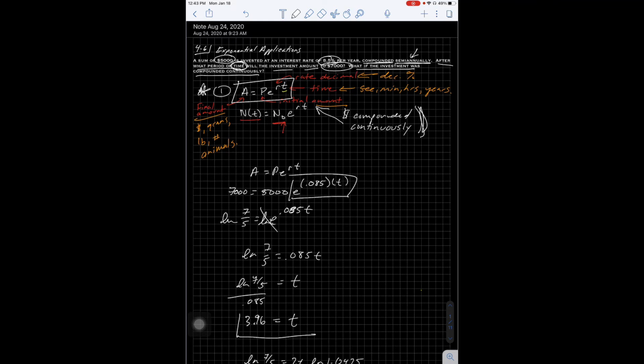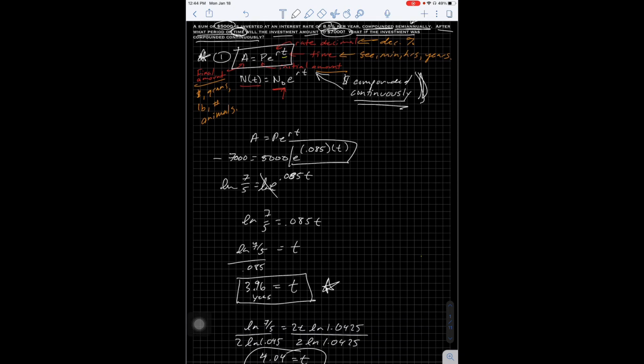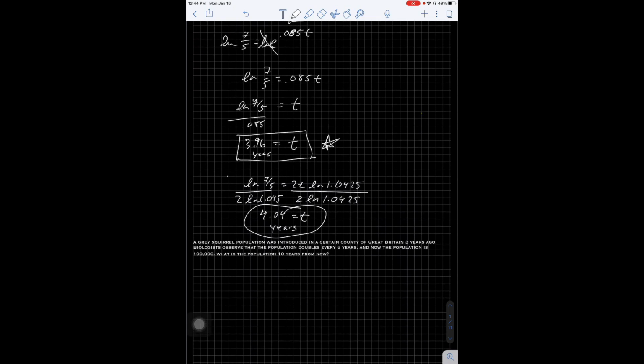3.96 years. I don't care if you round your final answer, just don't round in the middle of the problem. That is what will mess up your answer. So as you can see, the more often your interest is compounded, the faster you earn money, which makes sense. Your interest is earning interest. So if I'm compounded continuously, it's going to take me 3.9 years. And if my interest is only calculated twice a year, it's going to take me 4.04 years. Okay. So that's how you do the finance problems.